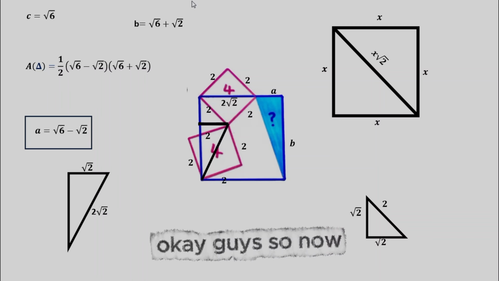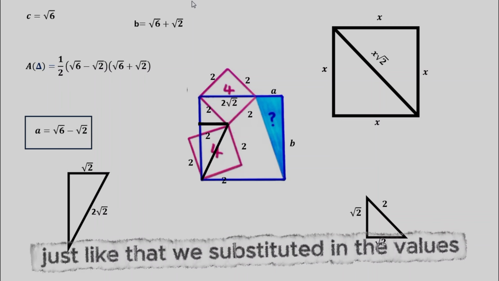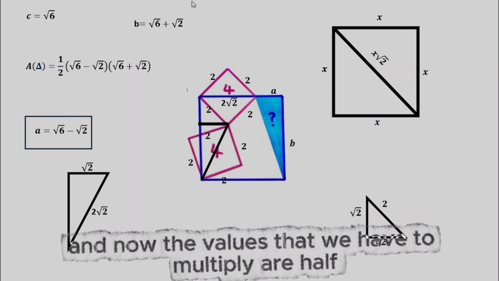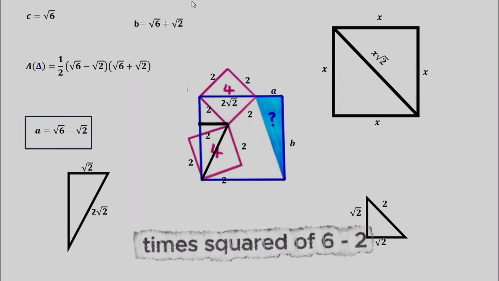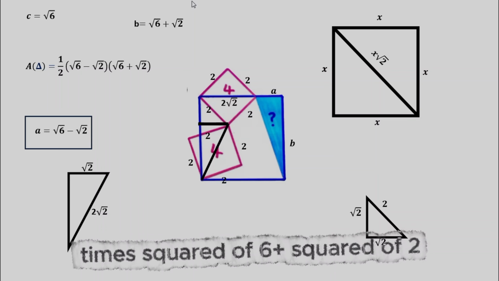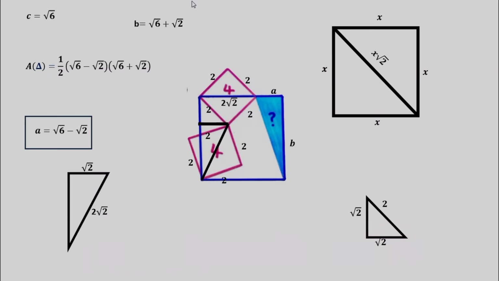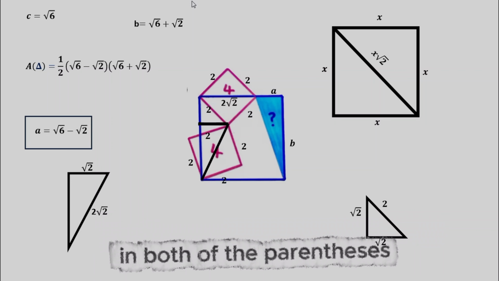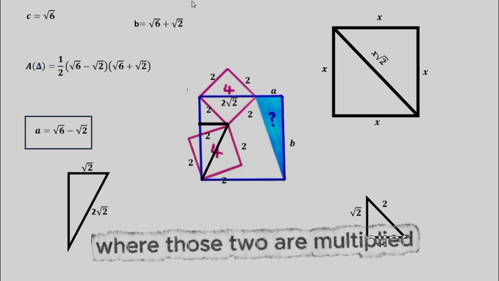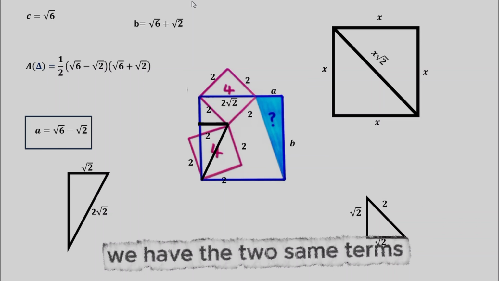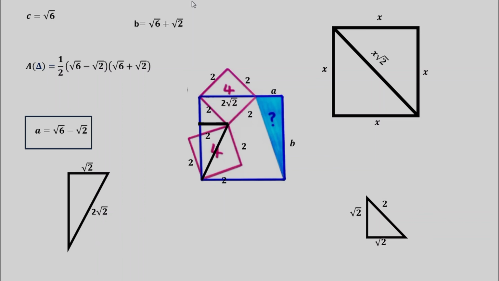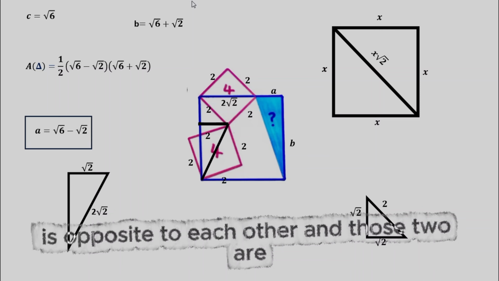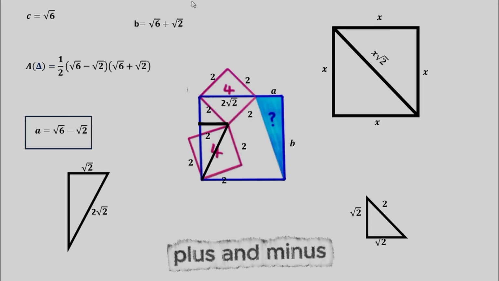Okay guys, so now just like that we substituted in the values, and now the values that we have to multiply are half times square root of 6 minus 2 times square root of 6 plus square root of 2. So now you have to notice something here. In both of the parentheses where those two are multiplied, we have the same two terms, but the mathematical operation is opposite to each other, plus and minus.